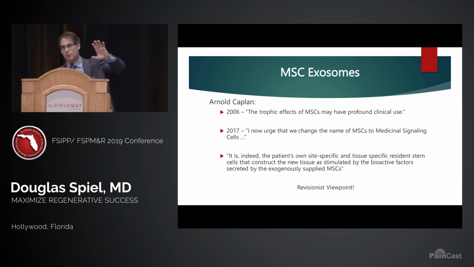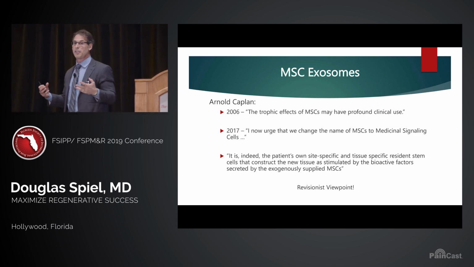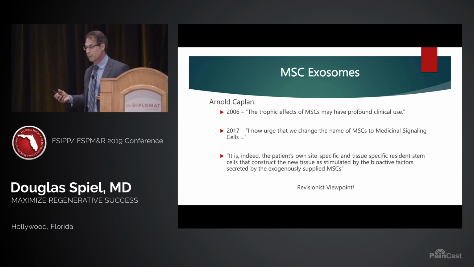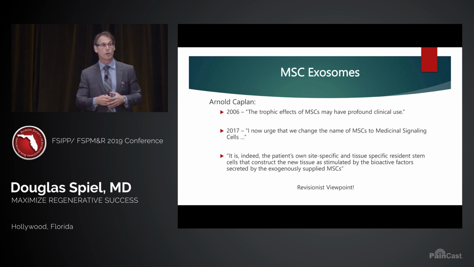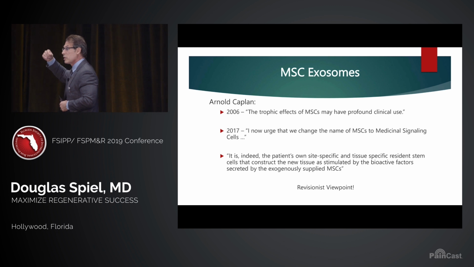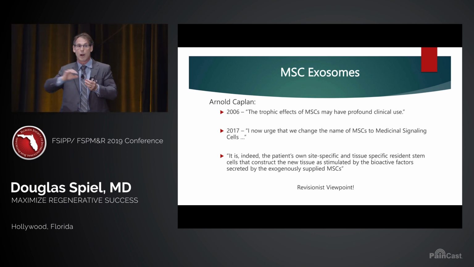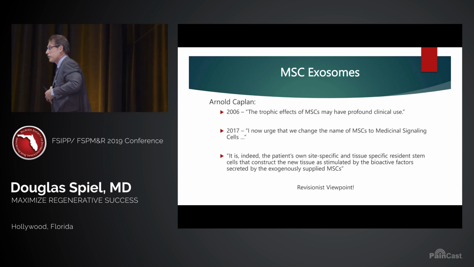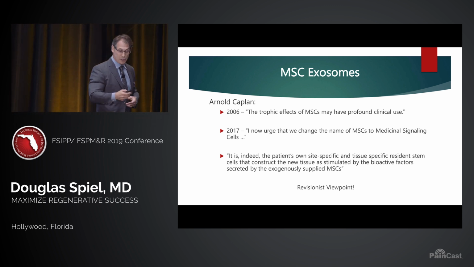Arnold Caplan, who's considered by many the father of regenerative medicine, used to think that stem cells were the building blocks for everything. He's kind of recapitulated his whole view. As he's come to terms with the way we understand science now, he wants to call these all medicinal signaling cells, because stem cells secrete paracrine secretions, little bubbles or vesicles or microvesicles or extracellular vesicles, that trigger your own resident progenitor cells in your cartilage, in your bone, in your liver, in your lungs to continue down their own cell lineages.